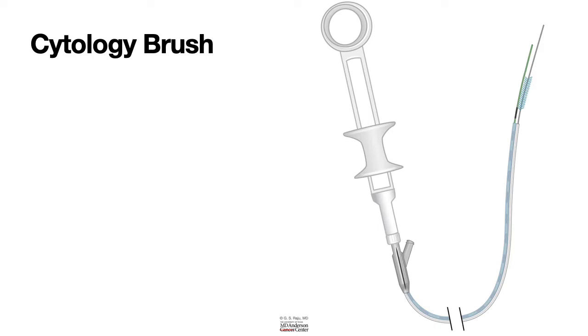As you can see here, the structure of a cytology brush is similar as far as the handle is concerned. Thumb ring and a forefinger and middle finger ring. If you close your hand after holding it, the brush goes into the catheter, and if you open your hand, the brush goes out of the catheter.